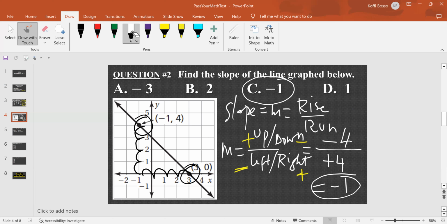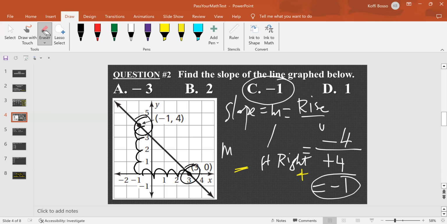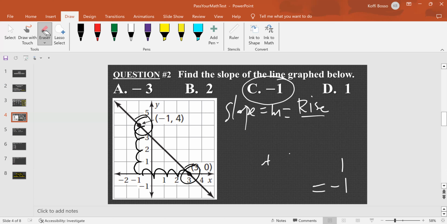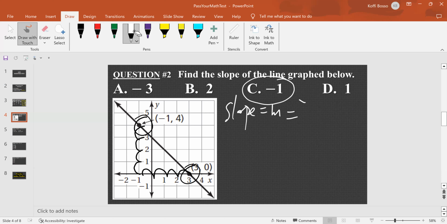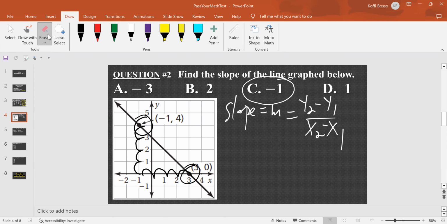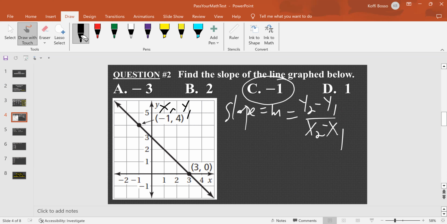Now, let's use another method, which is to use the formula. So the slope formula is y2 minus y1 divided by x2 minus x1. Let's write it down: y2 minus y1 divided by x2 minus x1. For that, we need to label these 2 points to avoid mistakes. So I will call them x1, y1, x2, y2.